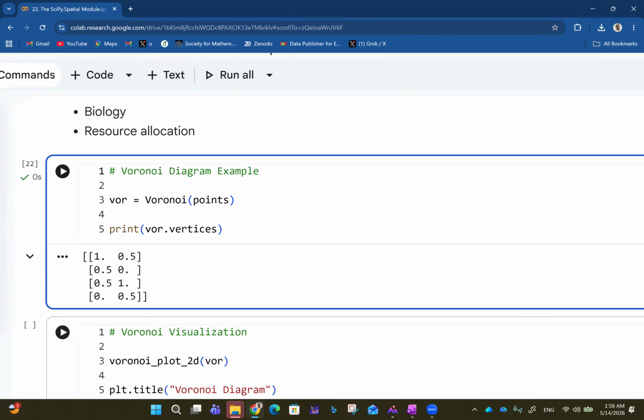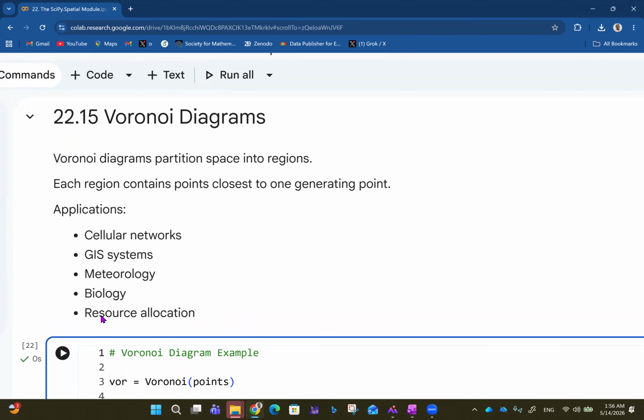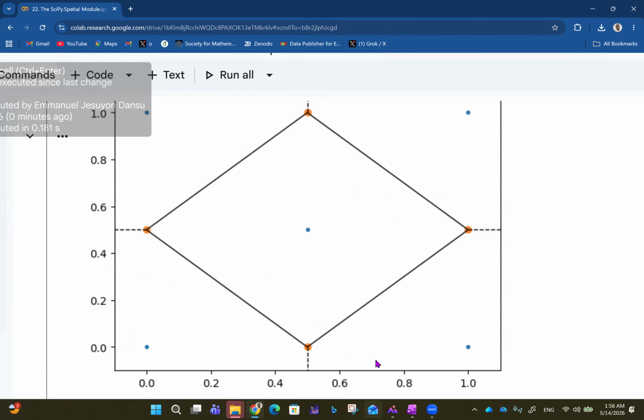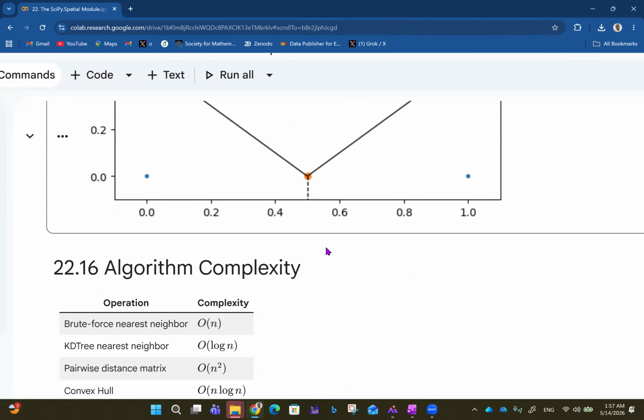So we said it partitions space into regions. So you have that space now, and then you have various regions like that. So you have this, and even the one in between.